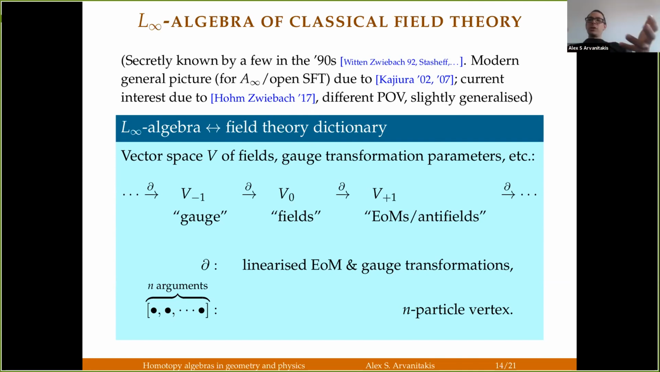And there's a general dictionary that associates an L-infinity algebra to a field theory. And say you have a very simple case where you have a gauge symmetry that's irreducible, and then you have a vector space which is graded, and then in each subspace you have, in degree 0 in my conventions, a space of fields, and then in degree -1 you have a space of gauge transformations.